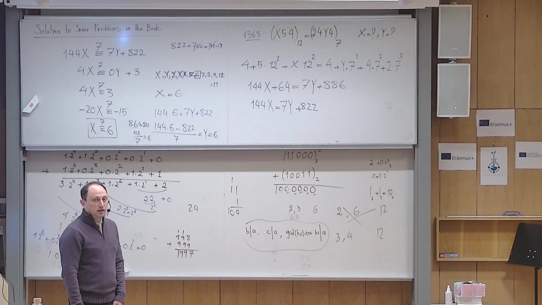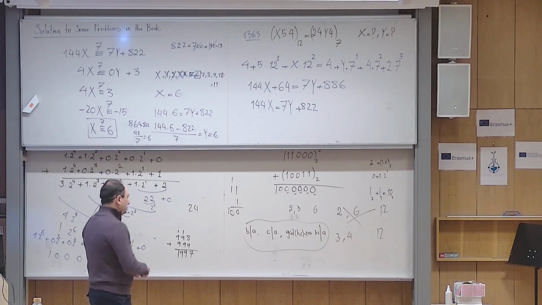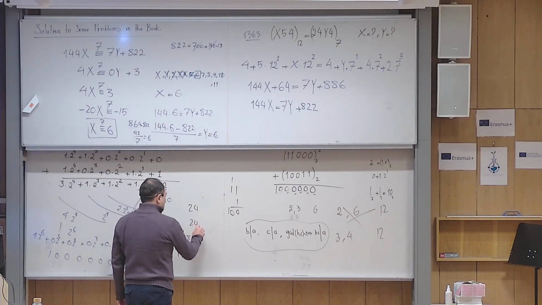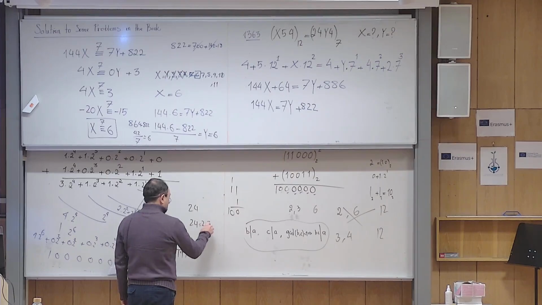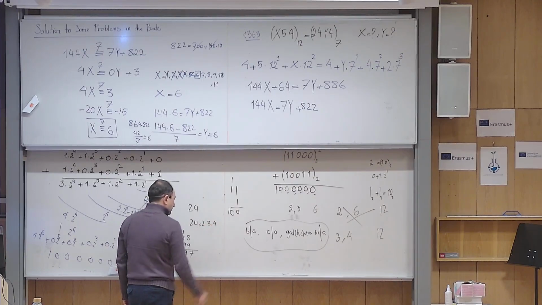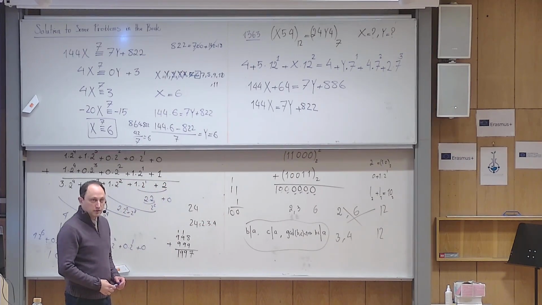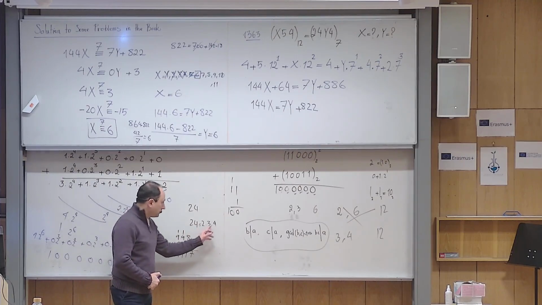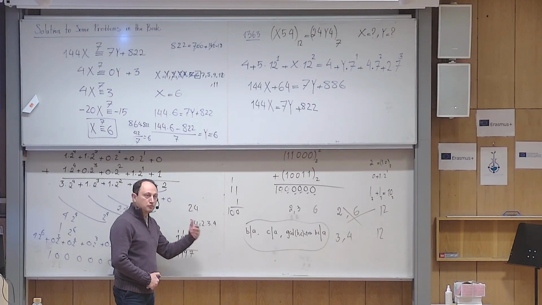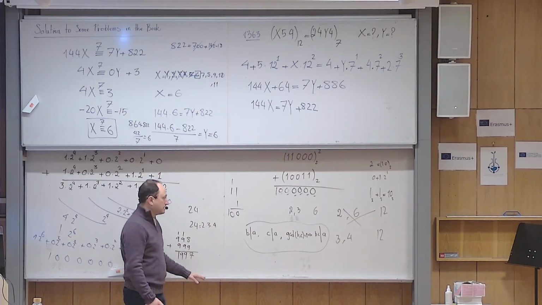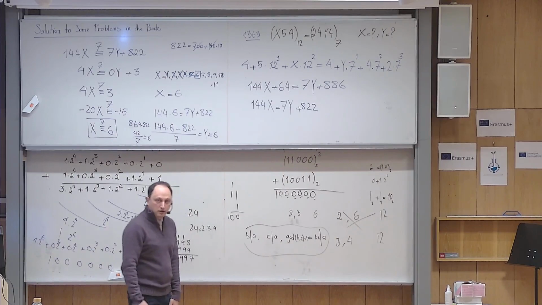How? With smaller pieces. So 24 is 2 times 3 times 4. And they don't have any factors in common. We say they are relatively prime. Relatively prime means that the GCD is 1.